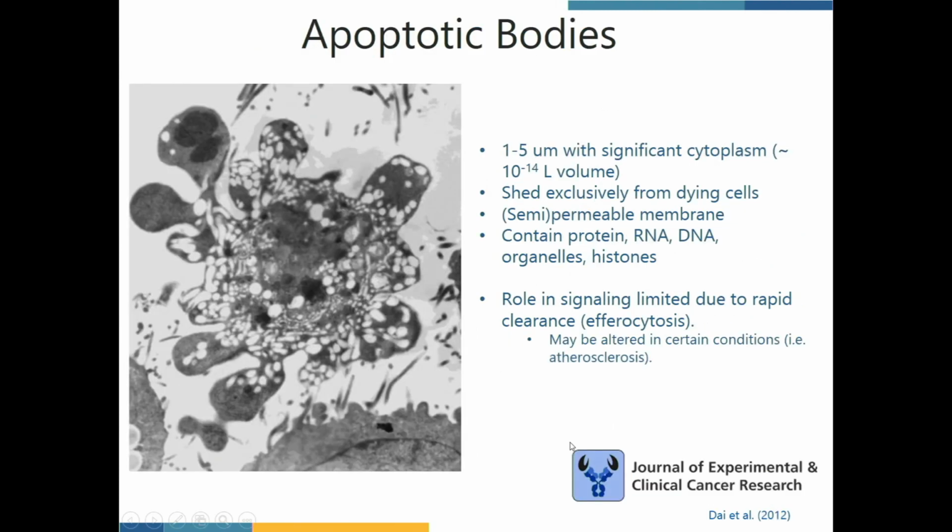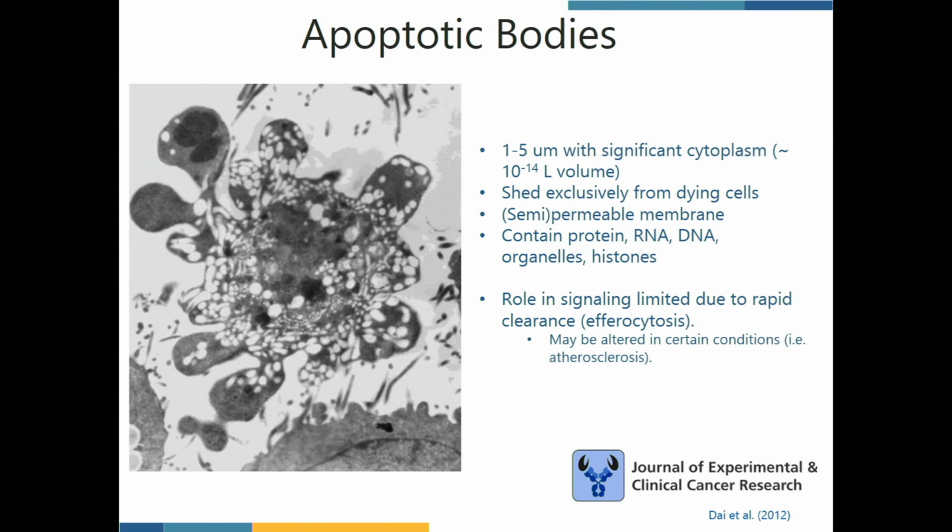Sometimes a picture is worth 1,000 words in terms of understanding these various vesicles. This is an image of late-stage apoptosis and release of apoptotic bodies from, I believe, an endothelial cell. Apoptotic bodies are 1 to 5 microns in size, very large. They have a significant amount of cytoplasm in them. They're shed exclusively from dying cells, and they have a semi-permeable membrane, and that is one feature that distinguishes them from other extracellular vesicle populations.